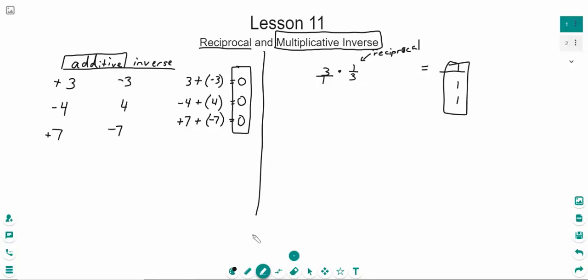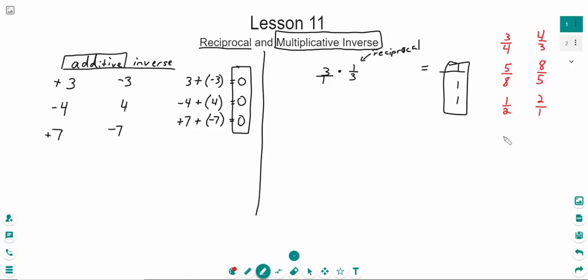All right, so here are some examples. If I take the fraction 3/4, what's the reciprocal of 3/4? Answer, 4/3 is the reciprocal. What's the reciprocal of 5/8? The answer is 8/5. The reciprocal of 1/2? 2/1. How about the reciprocal of a whole number?